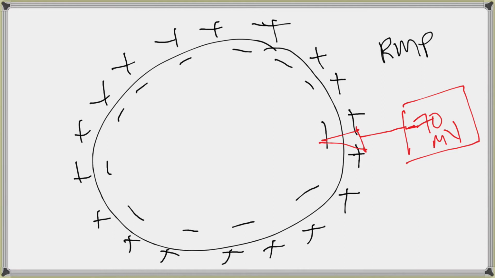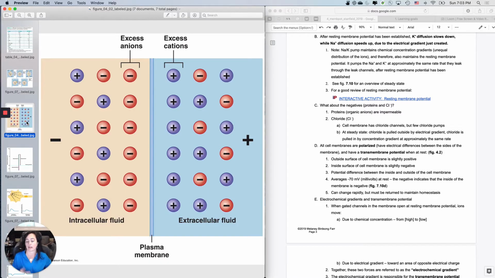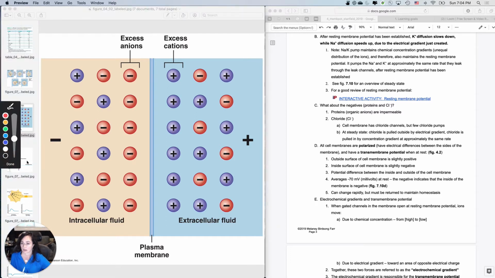Now, not every single cell is sitting at minus 70, but they're all negative at rest because I hit the positive fluid first. So basically on this figure, what it would look like is measuring from here to here, the voltmeter, and it would measure minus 70.